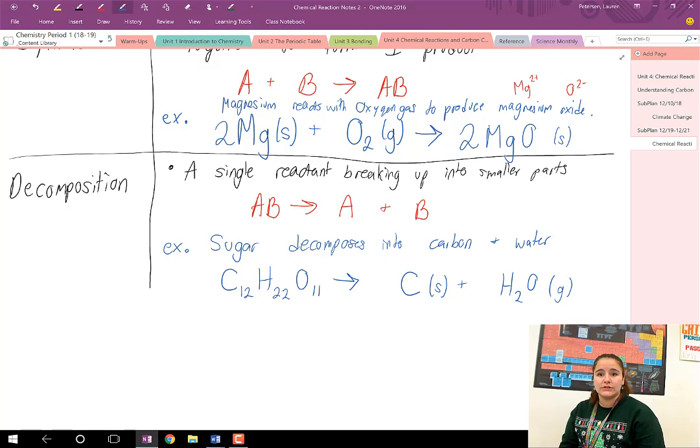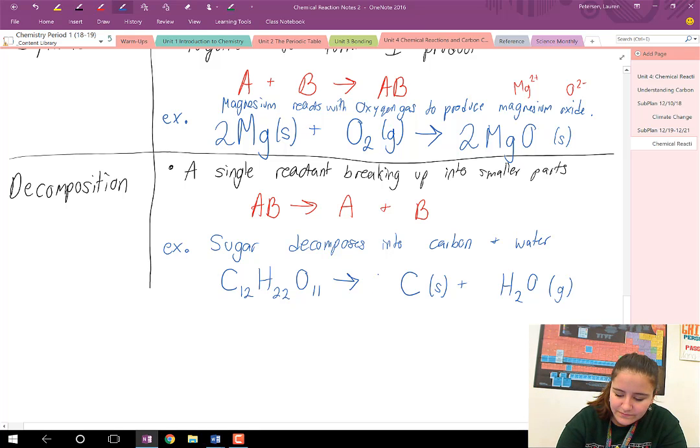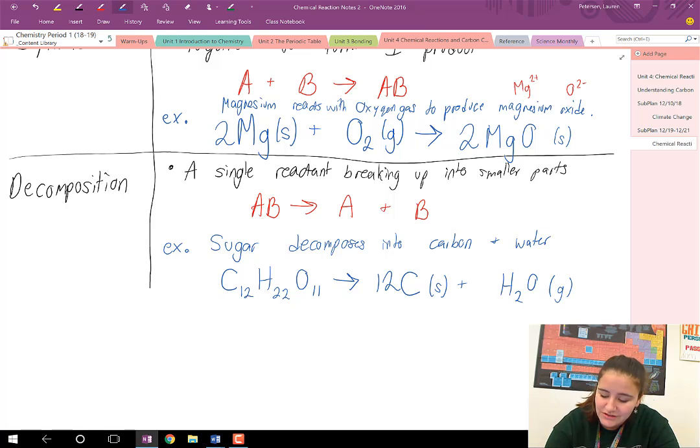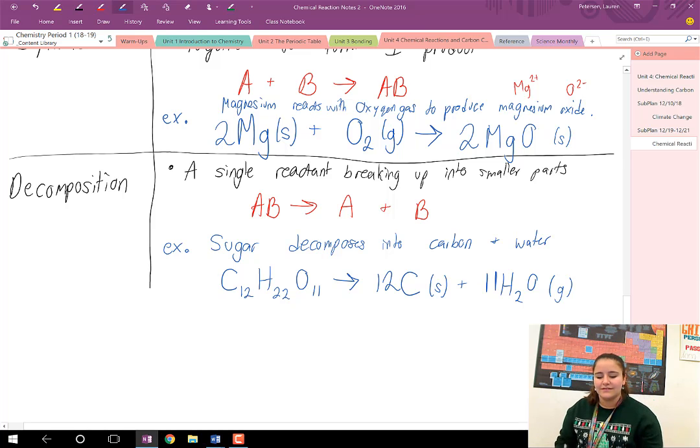And I said that I was going to do the bricks for this, but I don't want to draw 12 carbon ones, so I'm not going to. Okay, so we had 12 carbons here, so we have 12 carbons there. We have 22 hydrogens and 11 oxygens, so I'm going to need an 11 in front of my water. Okay, and that is a decomposition reaction.